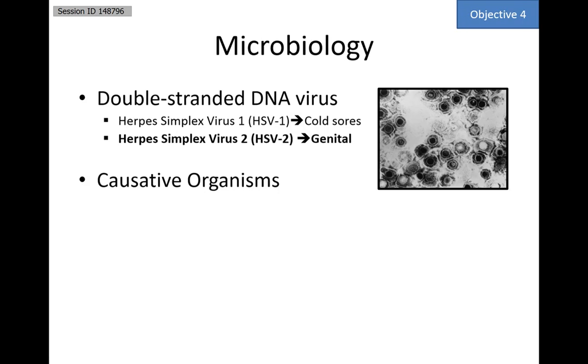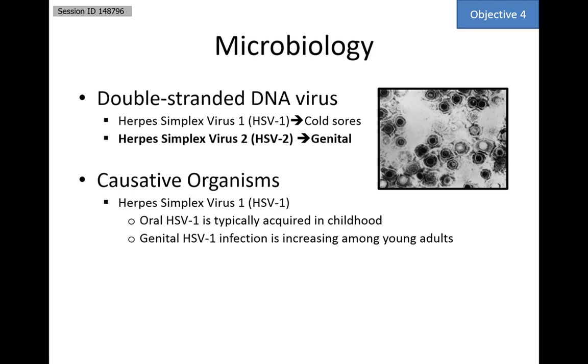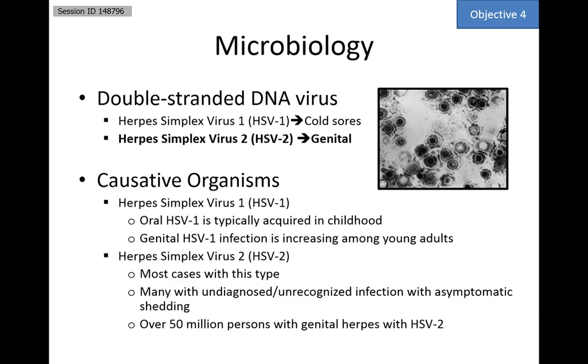HSV is a DNA virus, so it can be identified using a PCR. It is divided into herpes simplex 1, which is most commonly associated with cold sores, and HSV-2, which is associated with genital herpes. The oral HSV is acquired in childhood, and most people tend to have cold sores. However, we are seeing increased cases of genital HSV-1 among young adults, due to oral-genital sexual practices, transmitting it from the cold sore to the genitalia. Herpes 2 virus is most common in genital herpes.